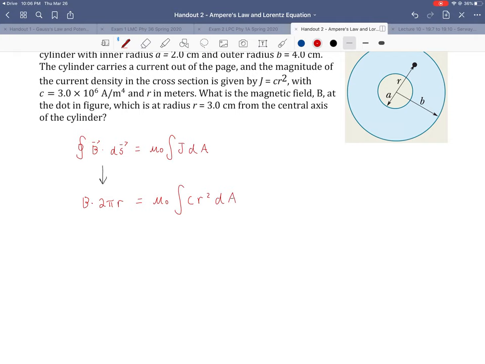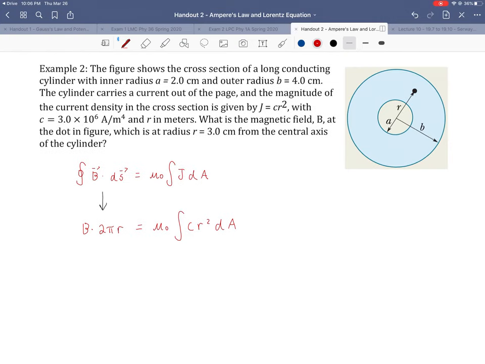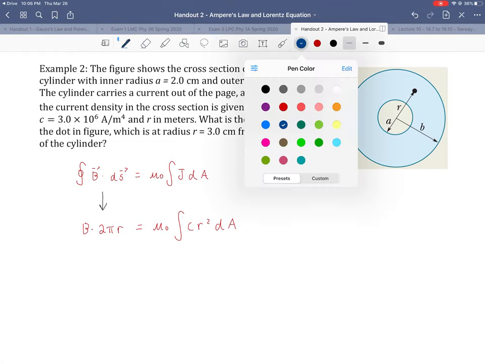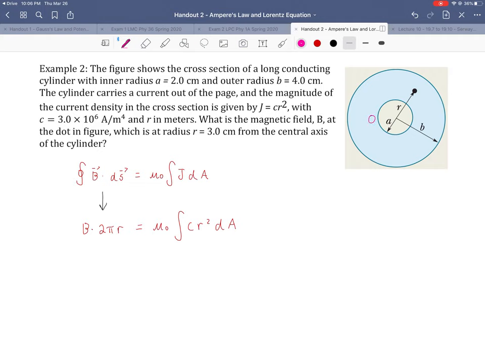So one kind of important thing to think about is, what does it mean to have C r squared? What does it mean to have that type of current distribution? Well, it's basically telling us that we have a bunch of current going into the board. Let's get a color that shows up well. So, I have I going into the page, into the screen. And there's a certain amount of it here. This is kind of the density of current.